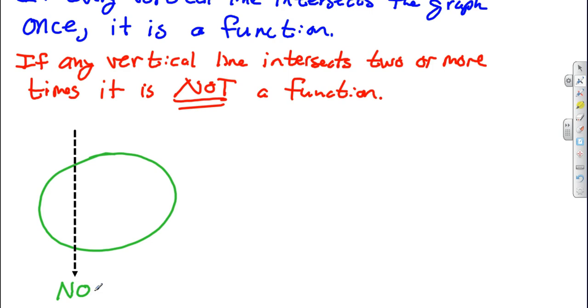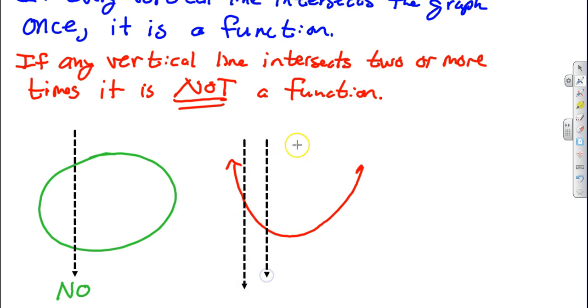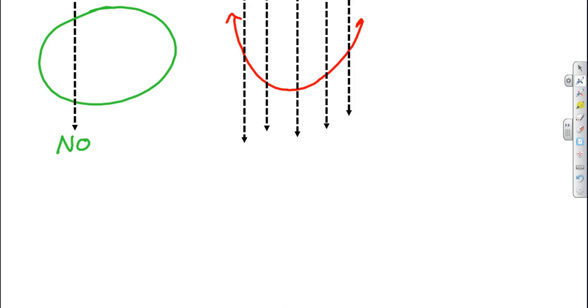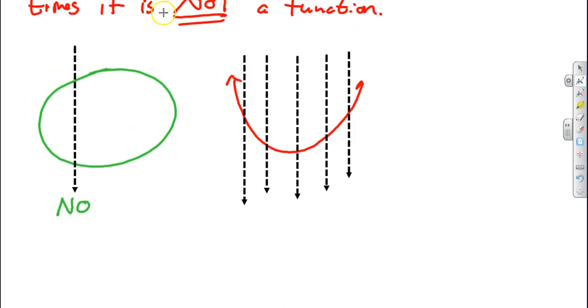There you go. Here's another graph. Draw a vertical line. Doesn't matter if you draw it here, doesn't matter if you draw it here, doesn't matter where you draw it. No matter where you draw the vertical lines, they're never going to hit it more than one time. So you're only hitting that graph one time. So that one's a yes.